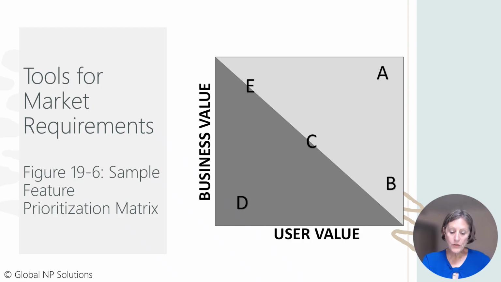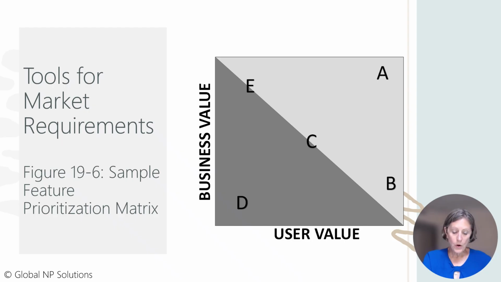For example, feature A, cordless and rechargeable headset, is very important in delivering customer value. In addition, this was a differentiating feature in the marketplace, which would give the firm a competitive advantage. Thus, feature A is shown on the feature prioritization matrix in the upper right-hand corner with high user value and high business value. Of course, this feature is the #1 priority for the new product.